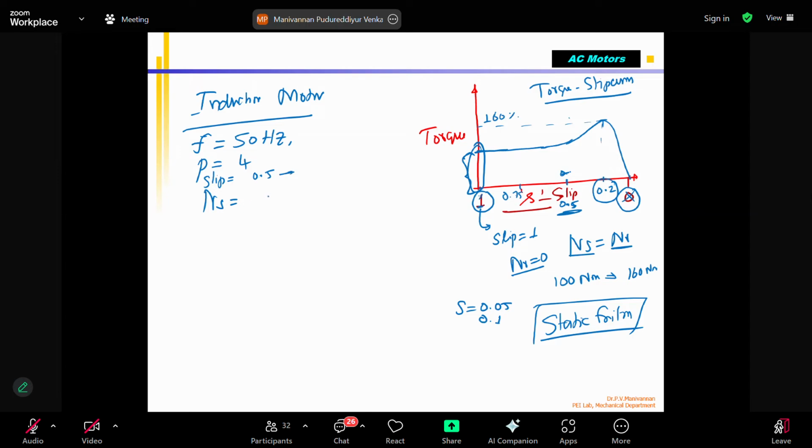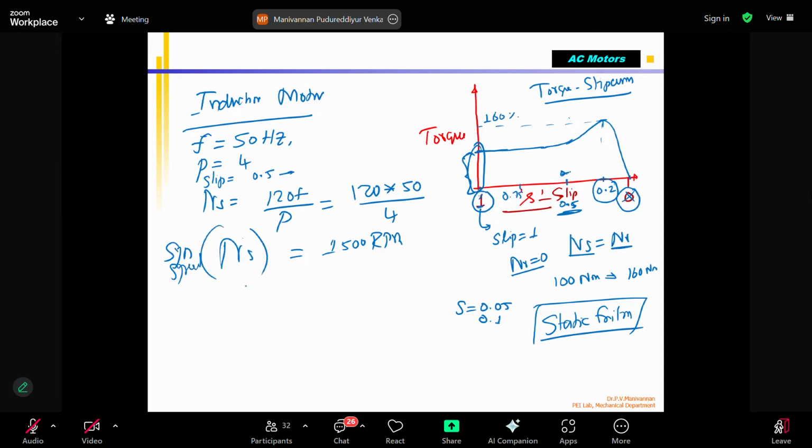So NS is equal to, we know, 120 F divided by P. So 120 into 50 divided by 4 is going to be 1500 RPM. So this is the synchronous speed of the magnetic flux, NS. Already I have given S equal to 0.5. We can find out NR, that is the rotor speed.